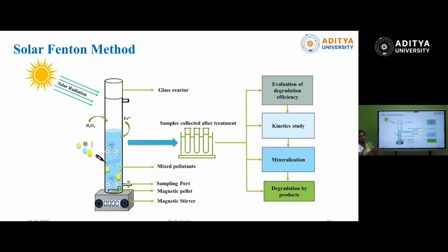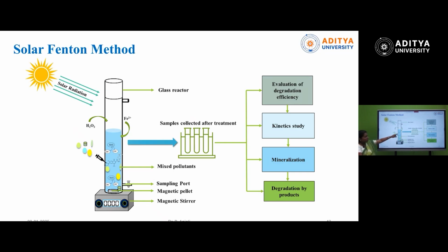Whatever samples we collect, we have to quench first. Then before injecting into the HPLC or LCMS, we have to filter the sample, and then inject. For all this analytical process I'm explaining, like HPLC, LCMS and so on, a mobile phase is required. This mobile phase is also not common for all the pollutants, so it will change based on the pollutant, and we need to change the column also. We need to take care of that while doing the research.